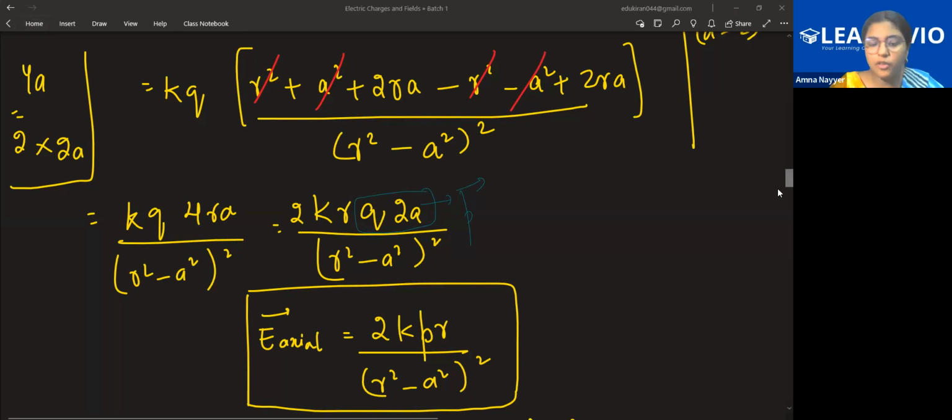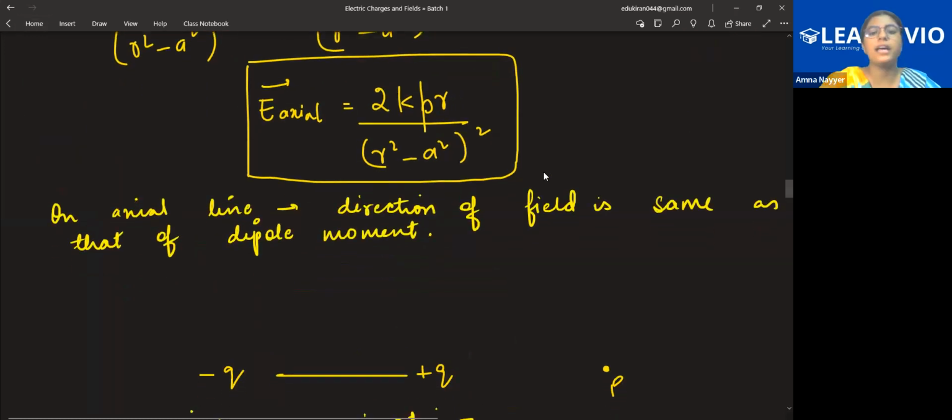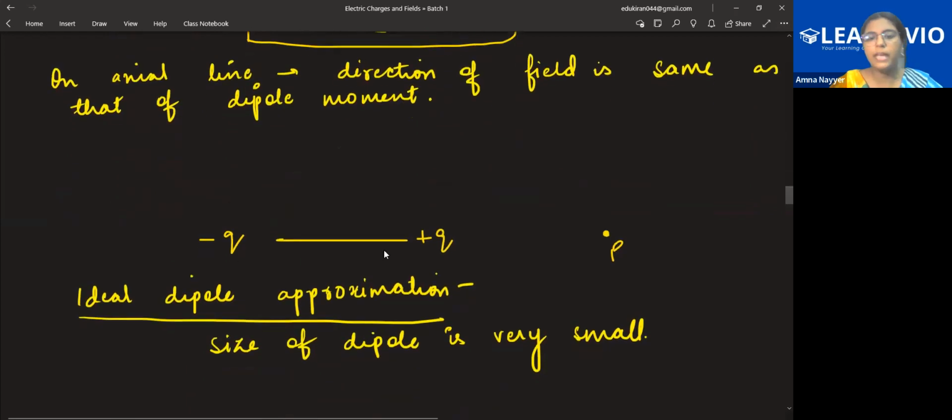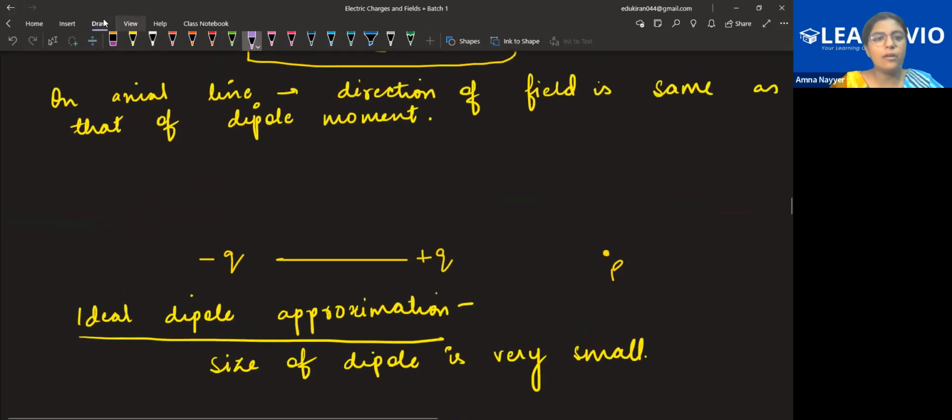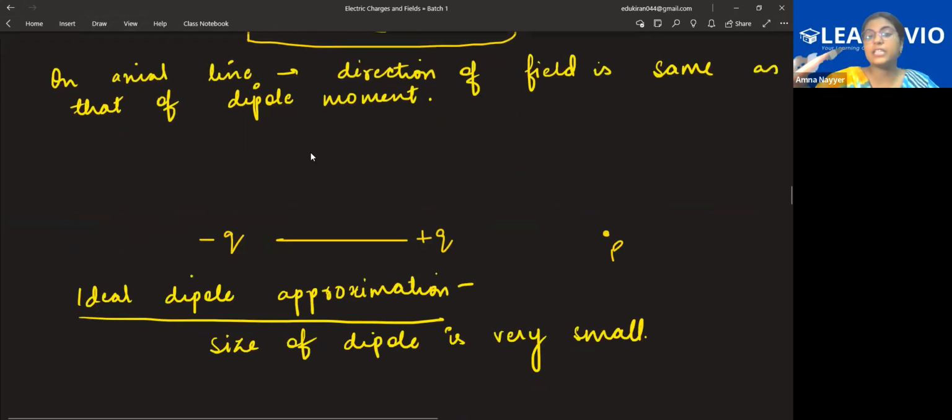See, so this was the formula. E is equal to 2kpr by r square minus a square whole square. Now, 2 points that I have to tell you in this only. Then we'll come to the equatorial line. On axial field, we have the same direction as that of the dipole. Fine. So minus q, plus q and this point P. Now look, dipole's direction, we have studied that it is from negative to positive. This is the direction of dipole.